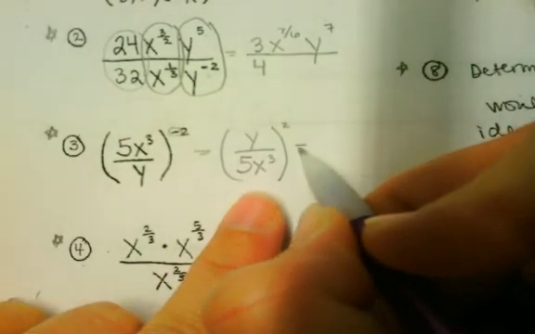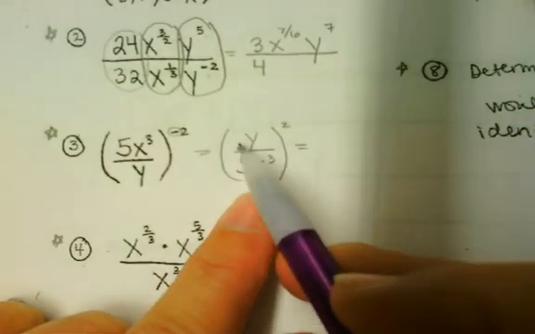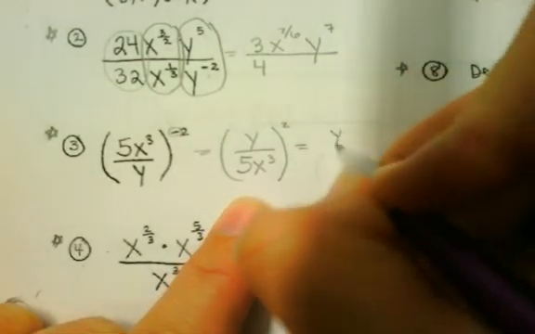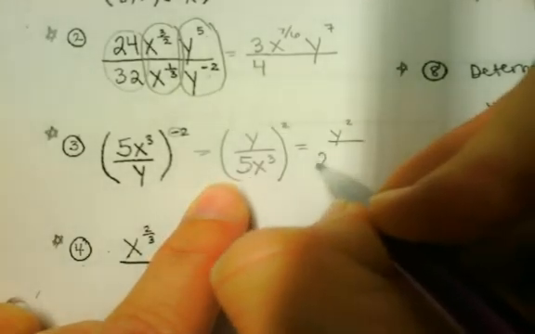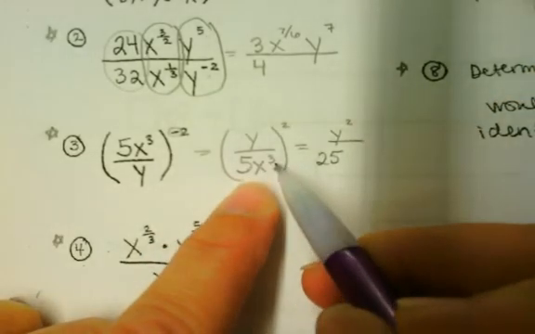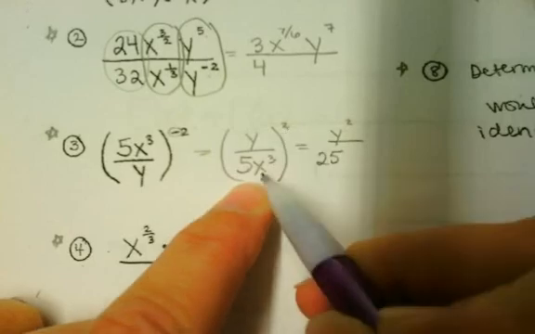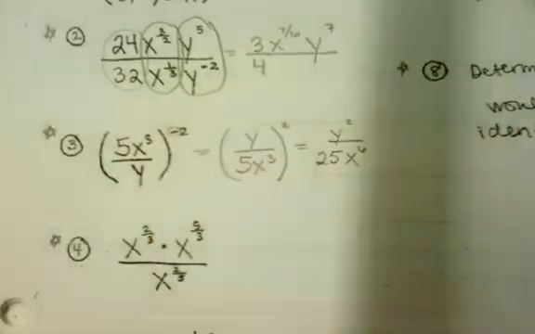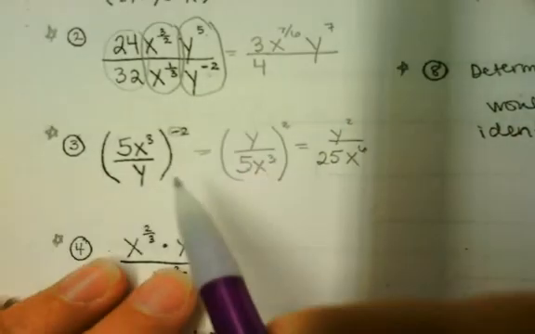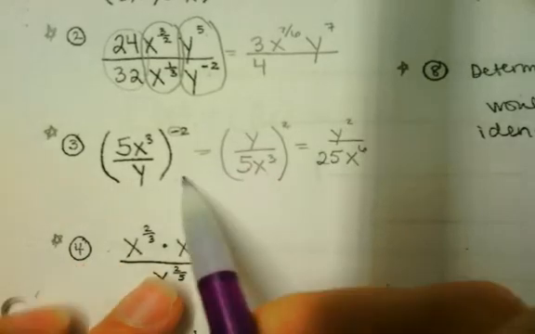And so I'm going to now just raise everything inside to the second power. Y to the second power? 5 to the second power is 25. X to the third to the second power, when you raise a power to a power, you multiply. So that's going to be x to the 6th. And that should be the answer that we get. Perfect.